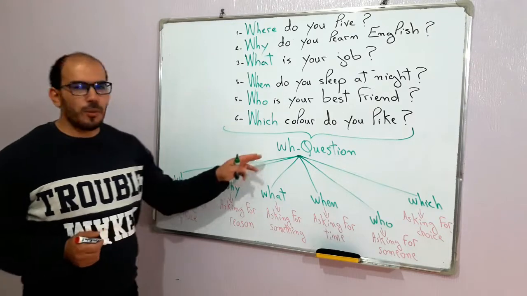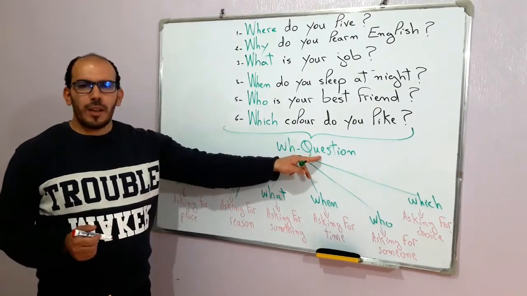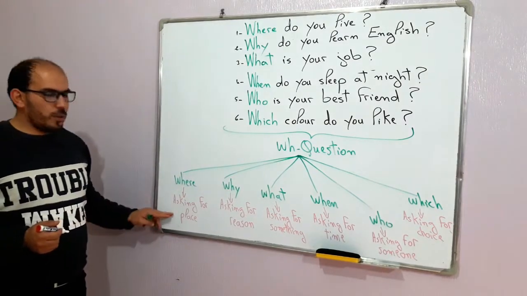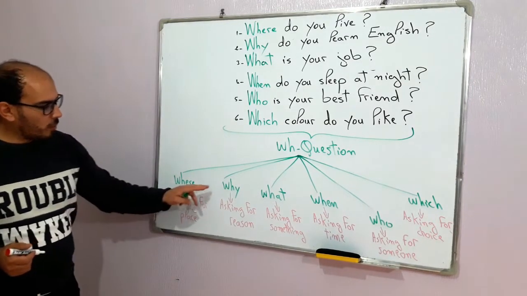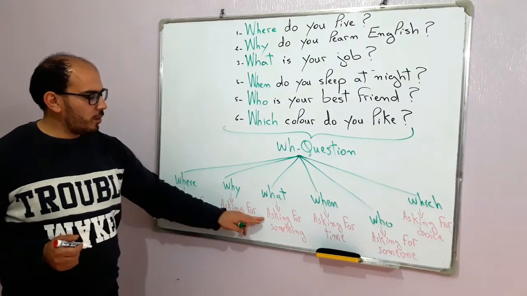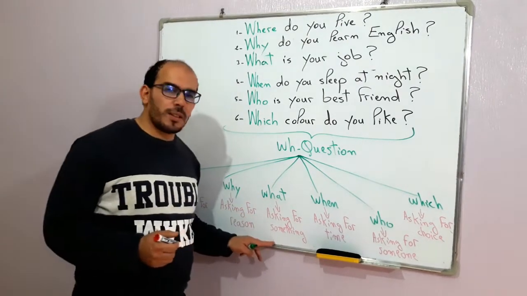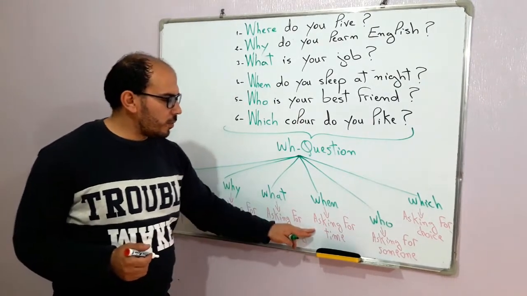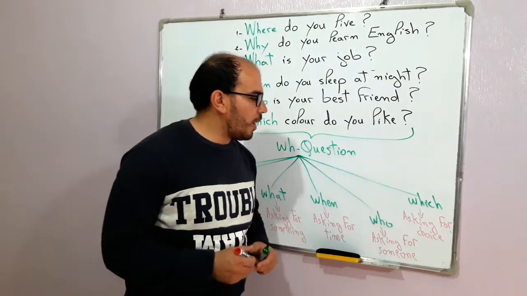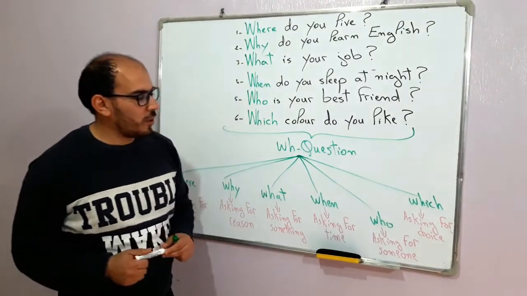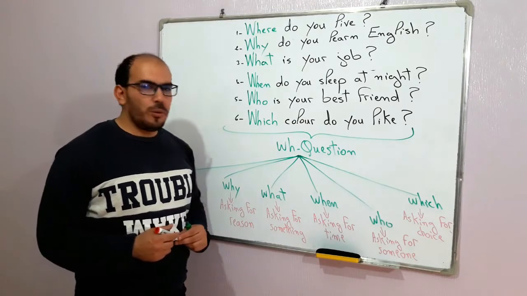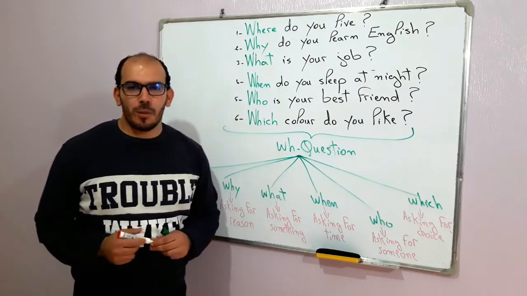Right, so as a conclusion, when we want to ask questions, there are WH questions. Where is used for asking for a place. Why is used for asking for the reason or the cause. What is used for asking for something. When, asking for time. Who, asking for someone. And then we have which, asking for choice. Right, this is all about the use of these WH questions.